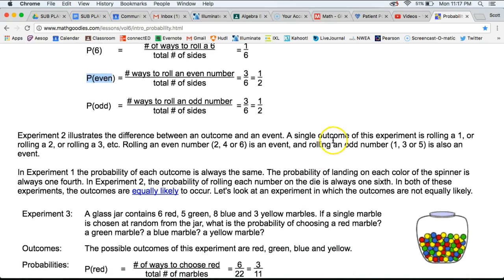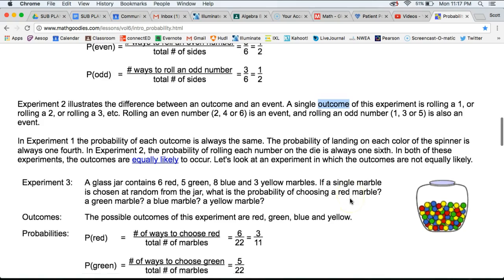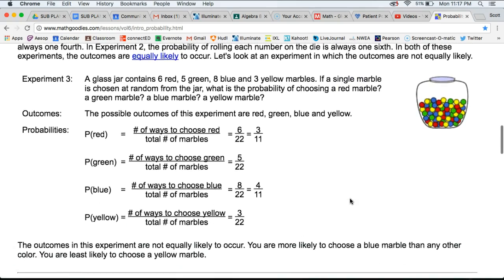Okay. It also says that experiment 2 illustrates a difference between an outcome and an event. An outcome is what happens, or what I'm predicting is going to happen before I actually roll. The event is what actually happens. Okay. So then there is the common situation of drawing a marble out of a container.